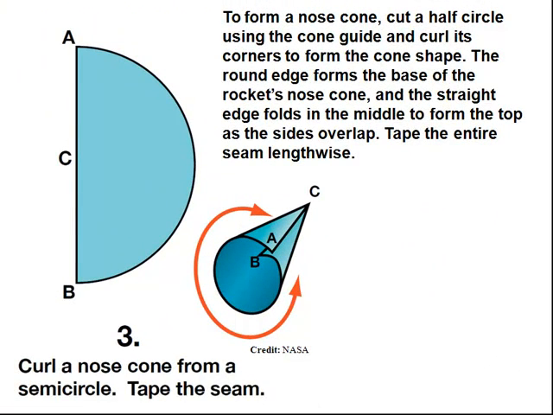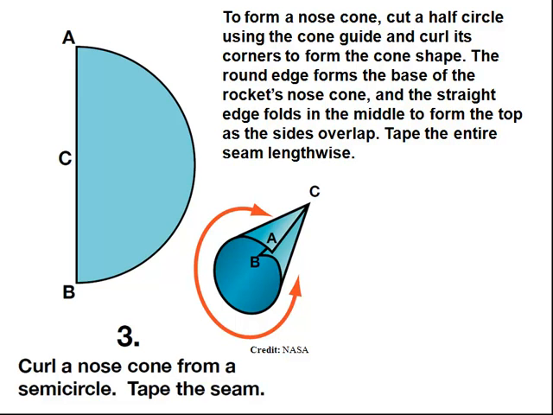For step 3, you're going to want to form a nose cone for your rocket. Now, to do so, cut a half circle using a cone guide and curl its corners to form a cone shape. The round edge forms the base of the rocket's nose cone, and the straight edge folds in the middle to form the top as the sides overlap.